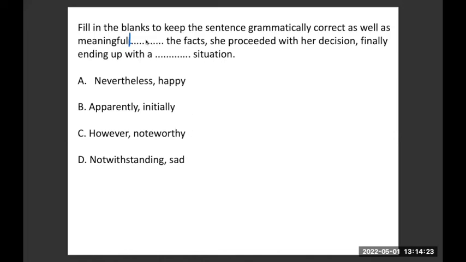So can you fill in the blank now? Dash the facts she proceeded with her decision, finally ending up with a dash situation. Nevertheless, happy, apparently, initially, however, noteworthy, and notwithstanding, and sad. Which one will it be?